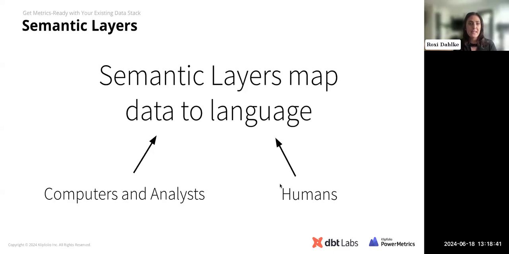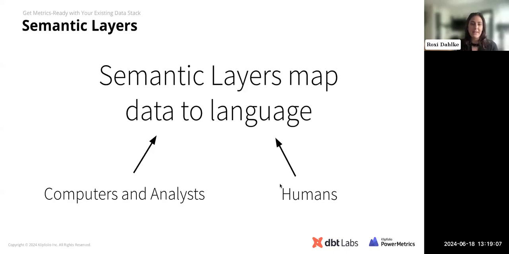So to start, what is a semantic layer? At their core, semantic layers map data to language. We've been talking throughout this webinar about bridging the data teams and the business teams. And this is really the heart of what they do, unifying the language that computers and analysts speak to the language that your end users speak. So what does this really mean?